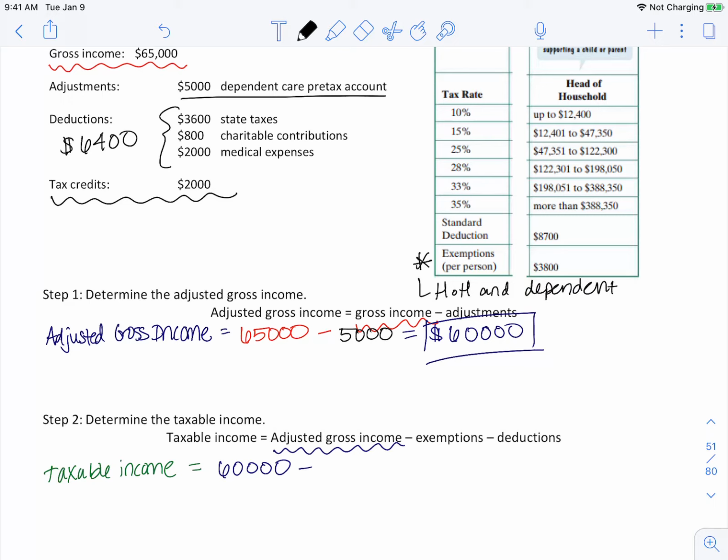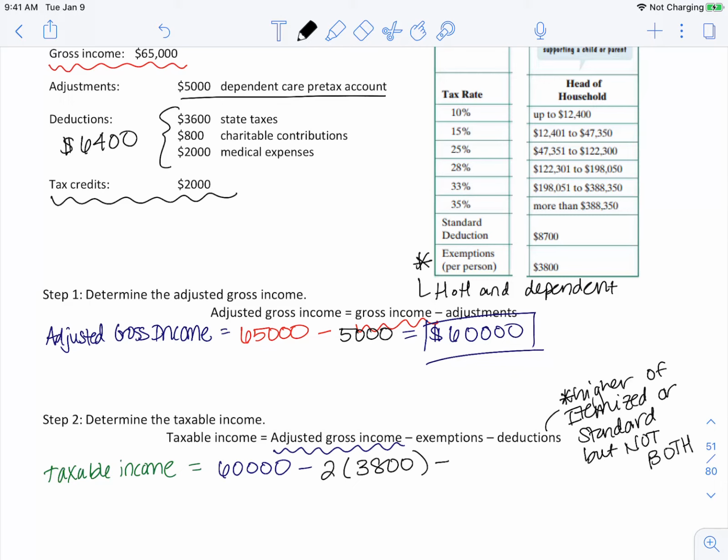So we're going to take that amount and do 2 times the 3,800 because again, it's for the head of household and the dependent, minus any deductions. Now remember, for the deductions, this is the higher of the itemized or the standard deduction, but it's not both. Okay?